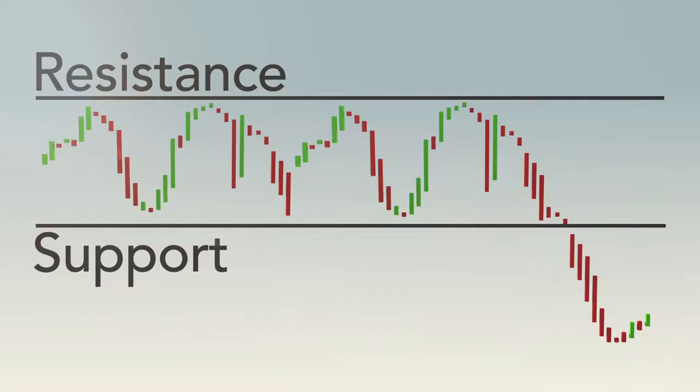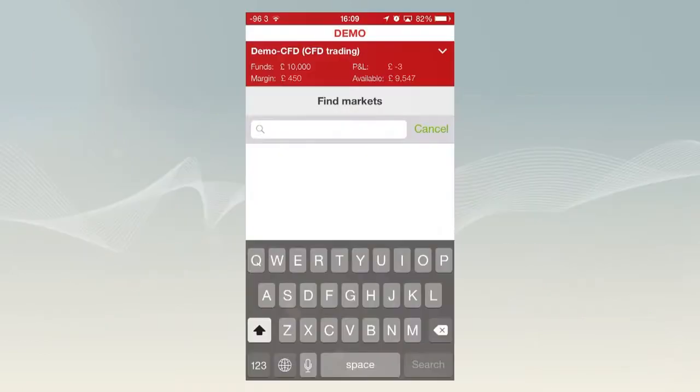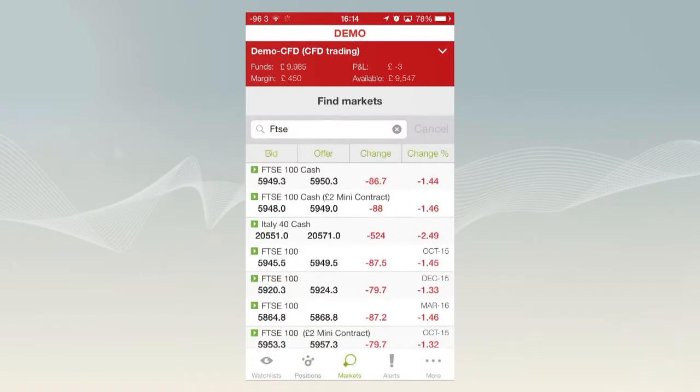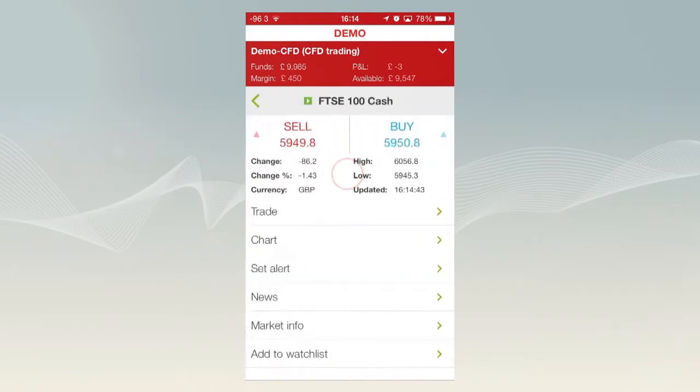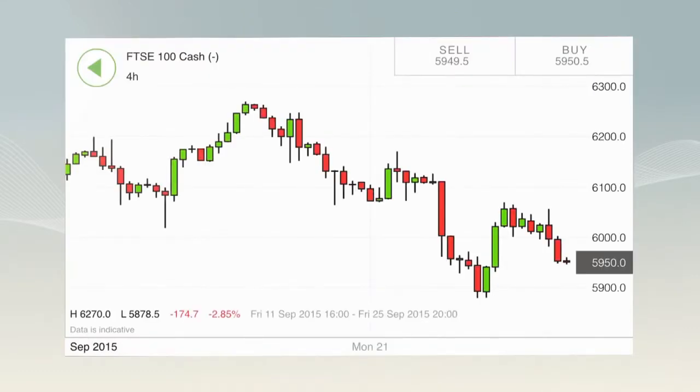Now, if a market breaks through its support level, it's likely to keep going, and vice versa for a resistance level. So setting a stop loss just below support level or above a resistance level makes sense. Let's take a look at the FTSE 100 market. So let's look at the FTSE 100 chart to see both where we want to place a trade and where we want to place our stop loss.